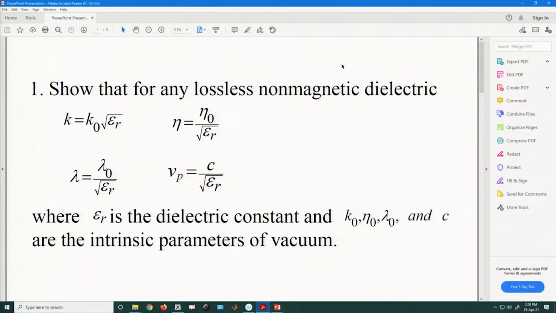So our first problem states that we need to show that for any lossless non-magnetic dielectric, K is equal to K naught multiplied by root under of epsilon r, eta equals eta naught divided by root under of epsilon r, lambda is lambda naught divided by root under epsilon r, and Vp, that is the phase velocity, is equal to C upon root under epsilon r, where epsilon r is the dielectric constant and K naught, eta naught, lambda naught and C are the intrinsic parameters of vacuum. So let us start solving it.